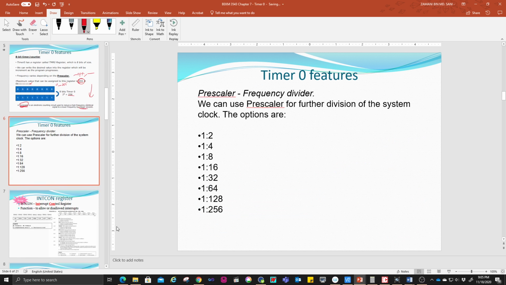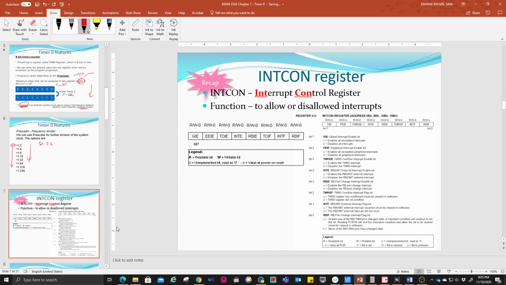Okay, so this is the prescaler we looked at just now, the 3 bits, PS0 to PS2. This is the one where you select, for example, 000. Then you can go back and look at the data sheet. You must look at the data sheet for which one you want to select. So next one is back to the INTCON register. This is just a recap.